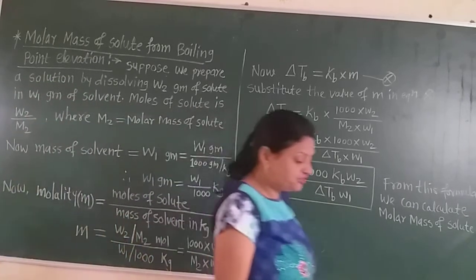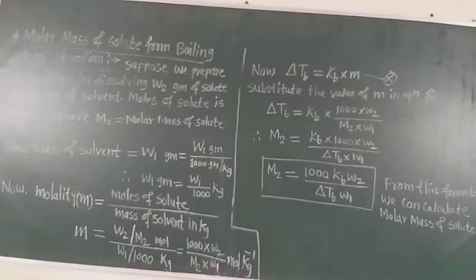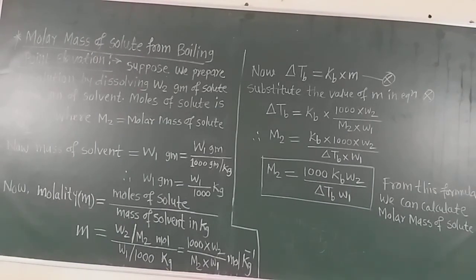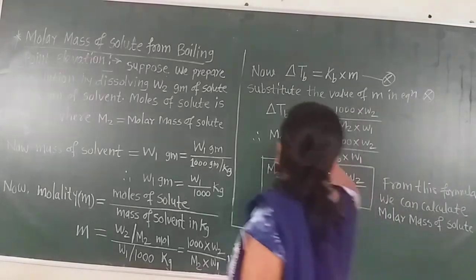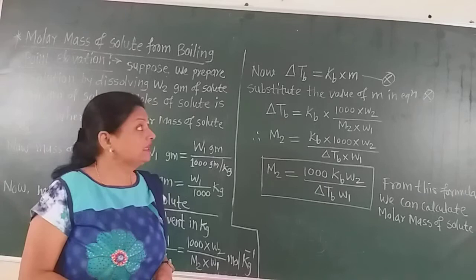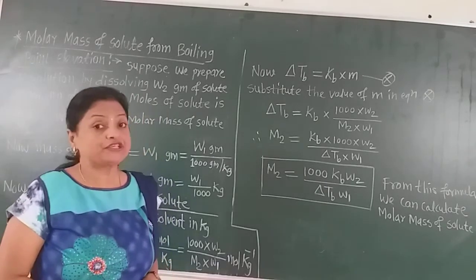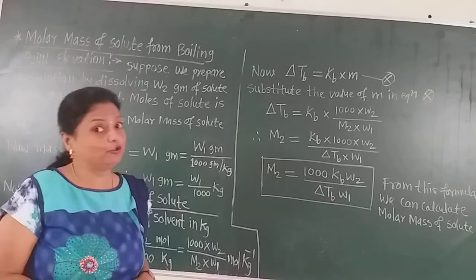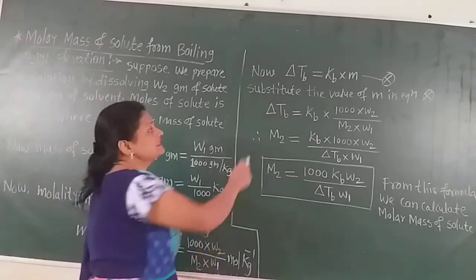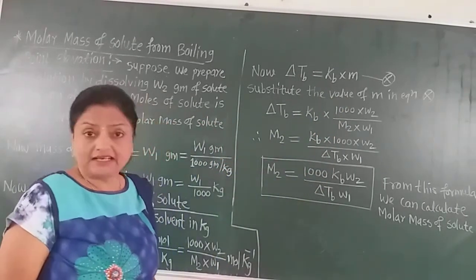Now in the last lecture we derived the equation for the elevation in boiling point. Elevation in boiling point is given by delta TB equal to KB into m, because delta TB is directly proportional to molality. This KB, the molal elevation constant, is called the proportionality constant, or the ebullioscopic constant. This equation we learned in the last lecture.